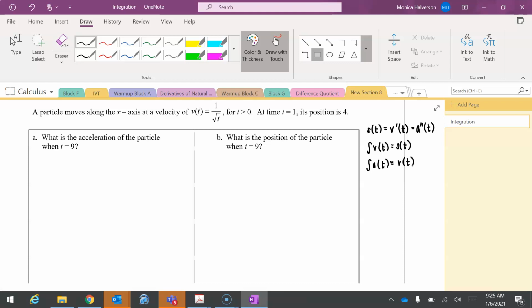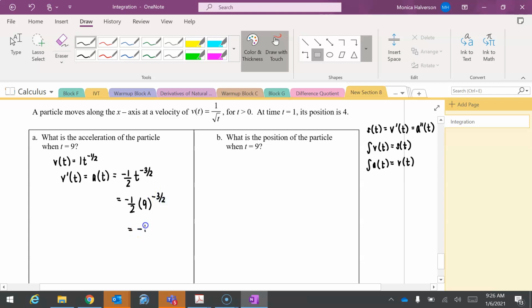For example, here, part A asks, what is the acceleration of the particle when t equals 9? Well, here, velocity is going to be 1t to the negative 1/2. So we're going to find the first derivative to find acceleration, which in this case will be negative 1/2 t to the negative 3/2. All right? So then we just plug in 9 to find our acceleration, and we get negative 1 over 54. All right? Negative 1 over 54.